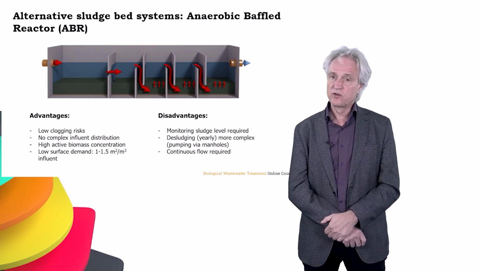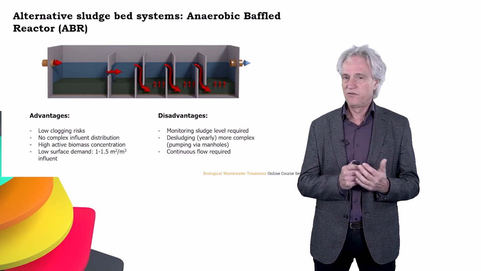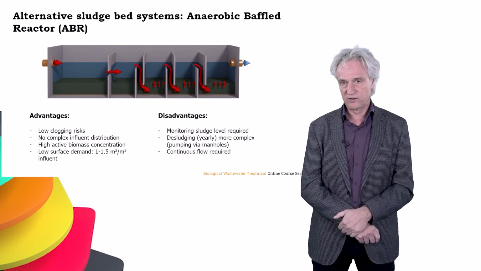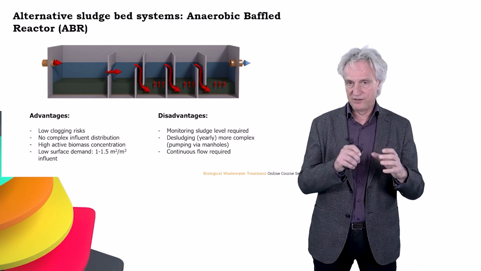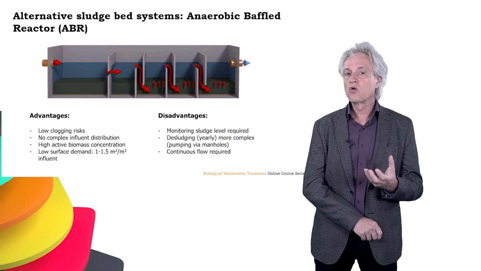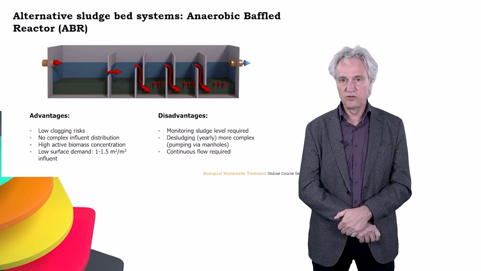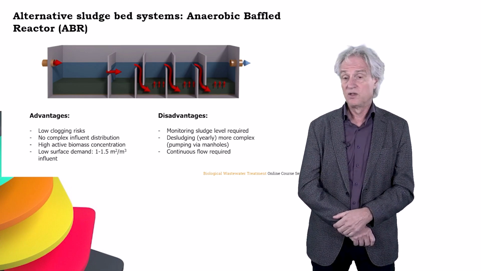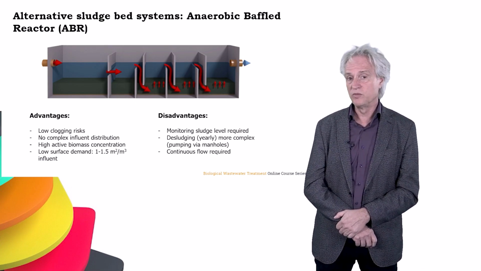One of the systems that is currently more and more applied is the anaerobic baffled reactor. In fact, the anaerobic baffled reactor is a sequence of anaerobic upflow reactors. Since there are no individual inlet tubes, but this is a mass flow, there is a low clogging risk. No complex influent distribution, only baffles, high active biomass concentration, and low surface demand, about 1 to 1.5 square meter per cubic meter of influent.